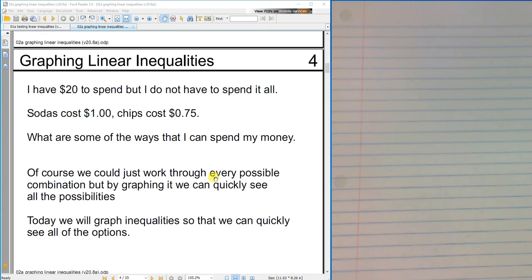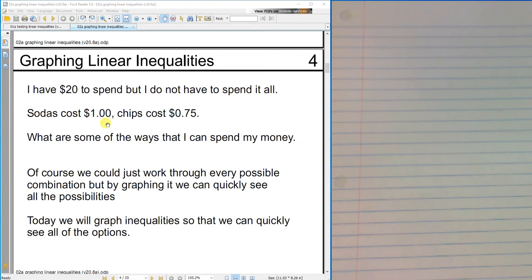I have $20 to spend, but I do not have to spend it all. So this is an inequality. Sodas cost $1, chips cost 75 cents. What are some ways that I can spend the money? Of course, we could work through every possible combination, but by graphing it, we can quickly see all the possibilities. Today, we will graph inequalities so that we can quickly see all of the options.